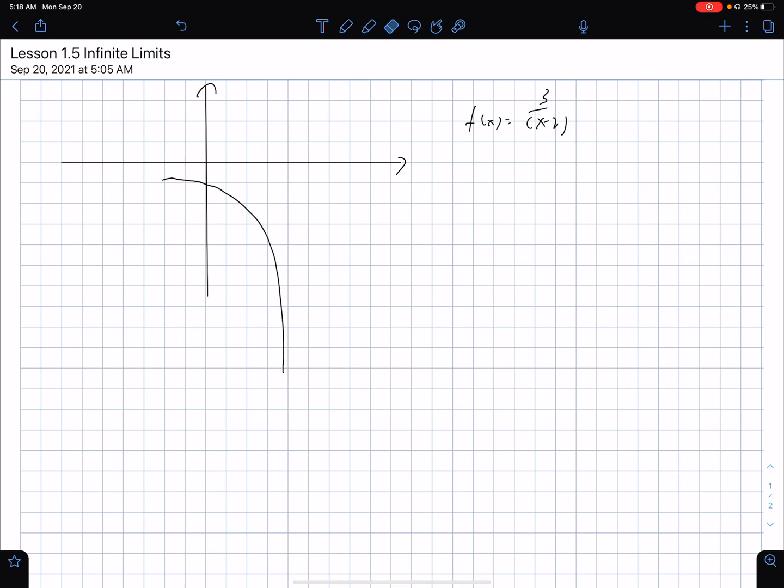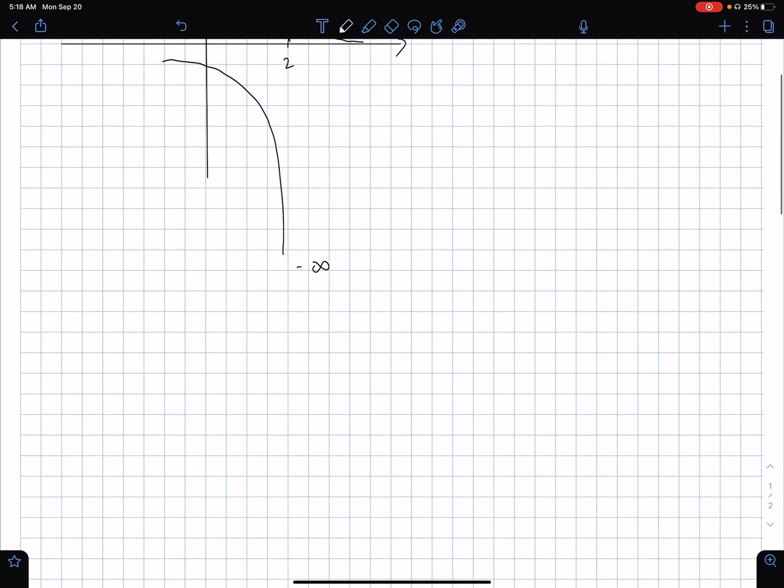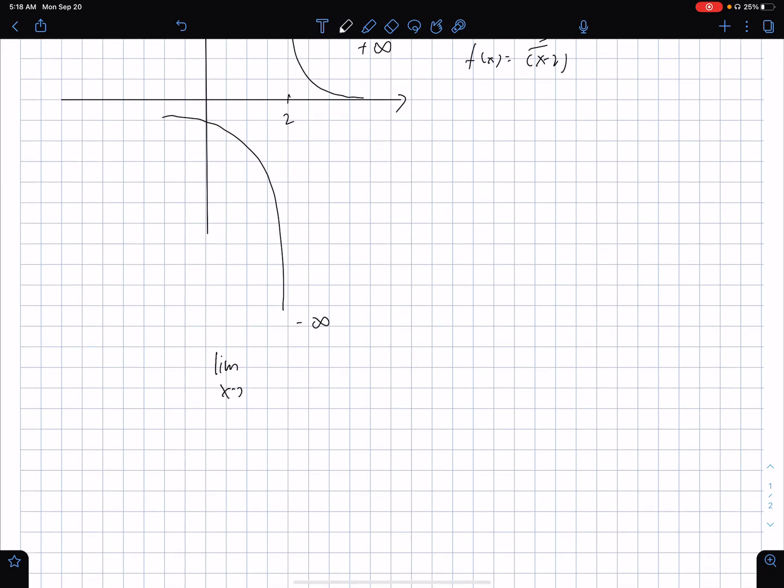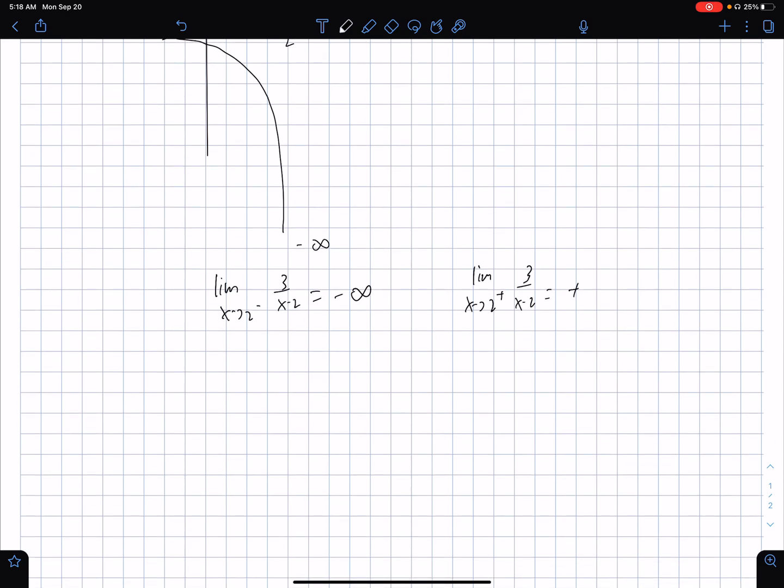Right, and we can clearly see that at the point 2, x here is approaching positive infinity, and here it is approaching negative infinity. So we can conclude from the graph that the limit as x approaches 2 from the left of 3 over x minus 2 equals negative infinity, and the limit as x approaches 2 from the right of 3 over x minus 2 equals positive infinity. But how do we actually get these answers without having to graph the function?